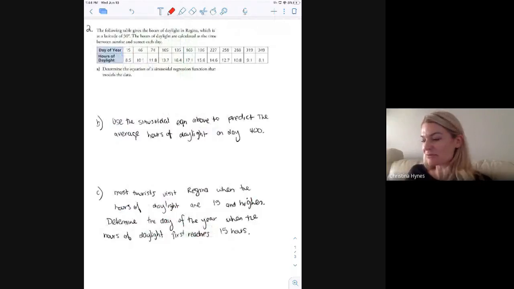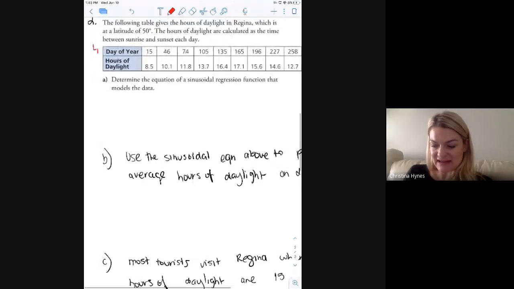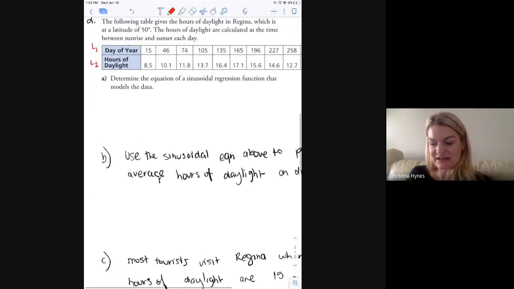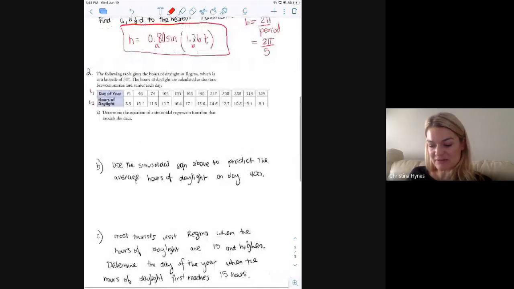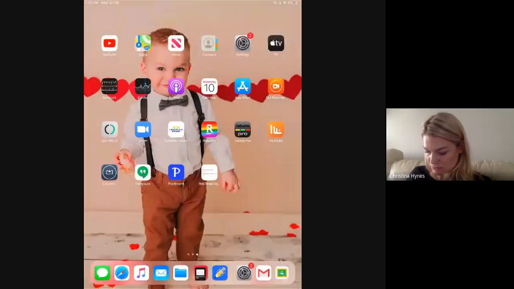Okay, question number 2. Question number 2 is where you're going to put those values into your L1 and L2 chart. I'm going to show you those steps in case you forgot. For day of year, I'm going to put that into my L1, and I'm going to put the hours of daylight into L2. You're going to do the same thing for your chart: your top level into L1, and your bottom level into L2.